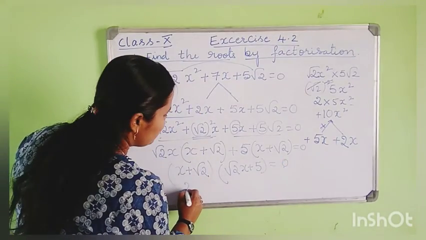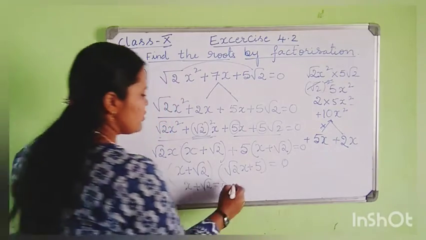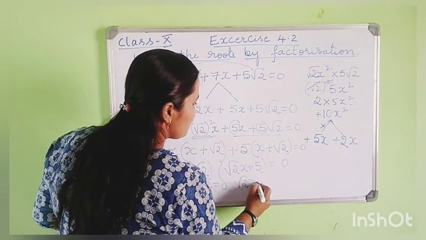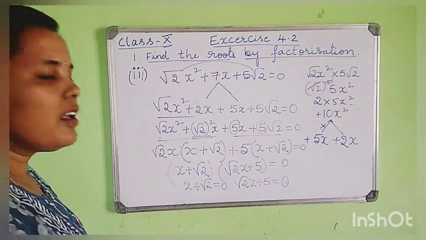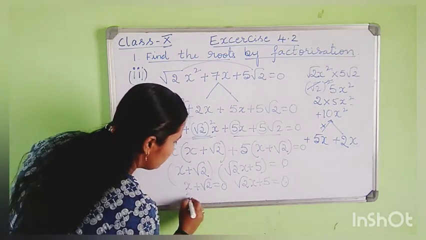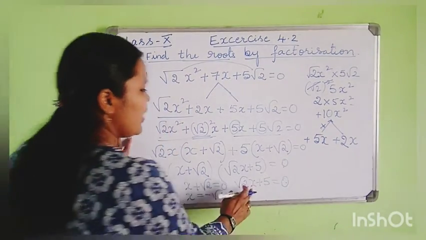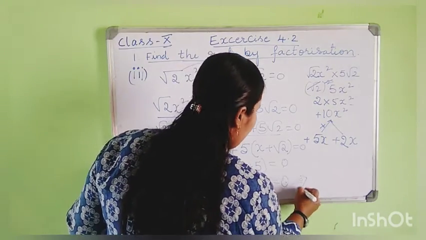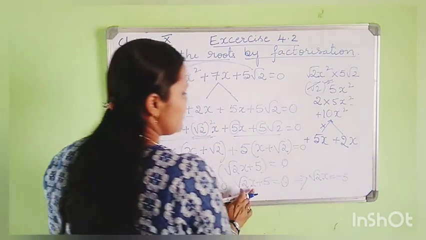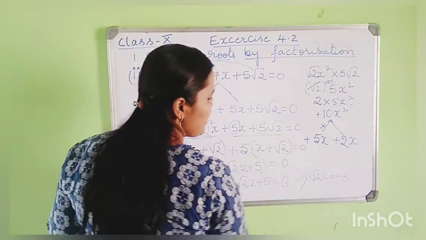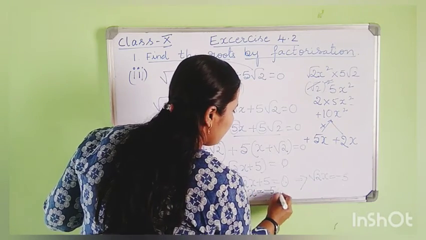Now, for different factors, equate each to zero. Root 2x plus 5 is equal to 0. Now find out the values of x. x equals minus root 2, and then, you can take the step, root 2x is equal to minus 5, right? When we take this plus 5 to the right side, what will happen? Minus 5. Therefore, x is equal to minus 5 by root 2.